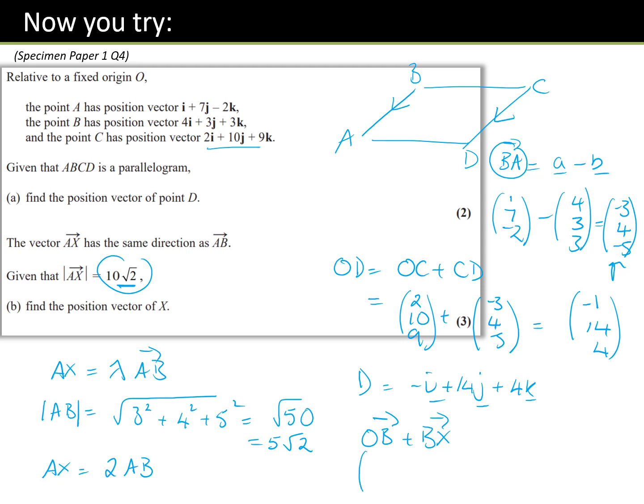So OB is going to be the position vector B, which is 4, 3, 3, plus BX, which is going to be 3, minus 4, 5. It's just the reverse of this vector here, because we're going the opposite way: we need to go in the AB direction, not the BA direction. So that will be 7, minus 1, 8. So X has position 7i minus j plus 8k.